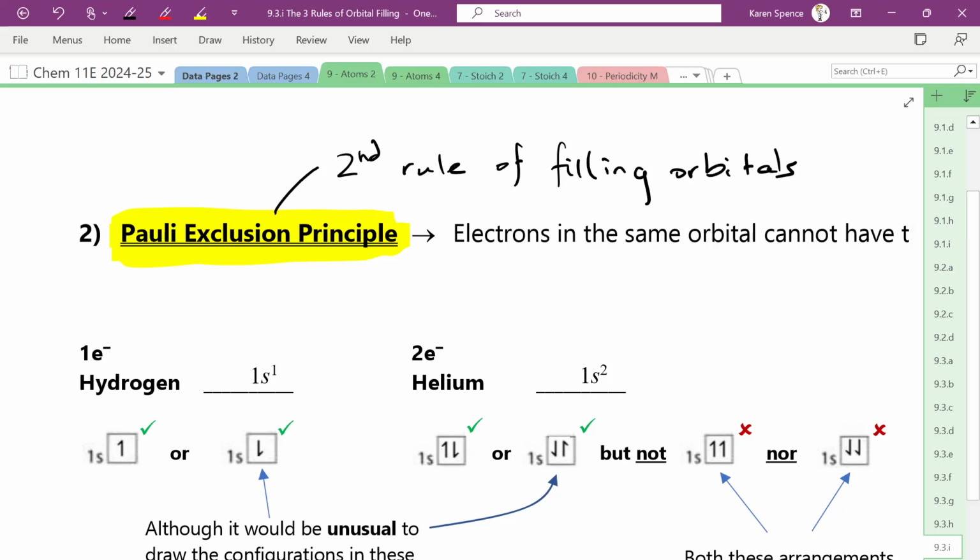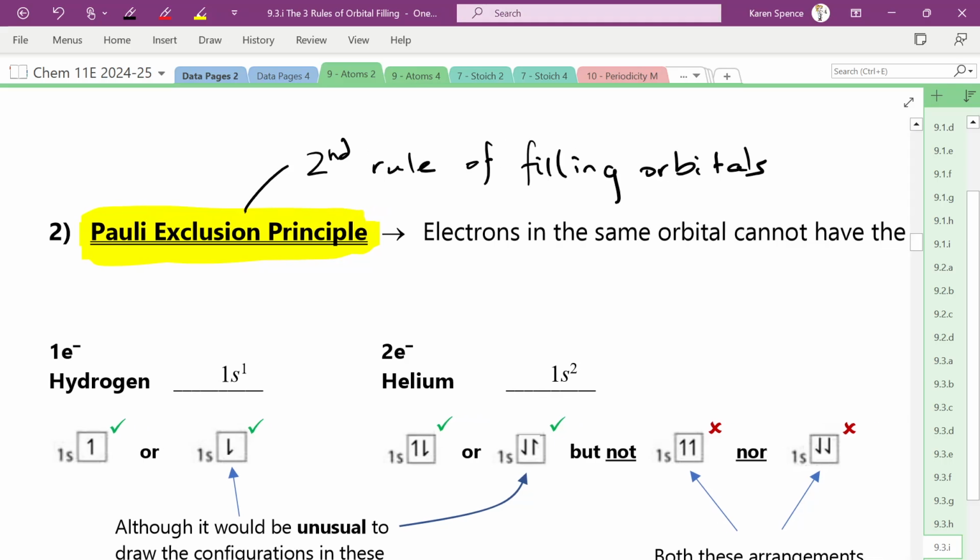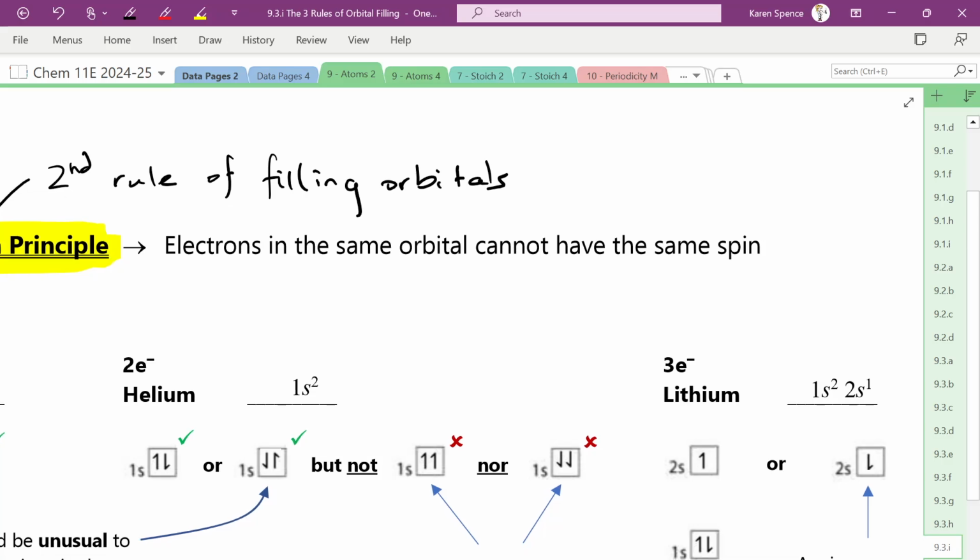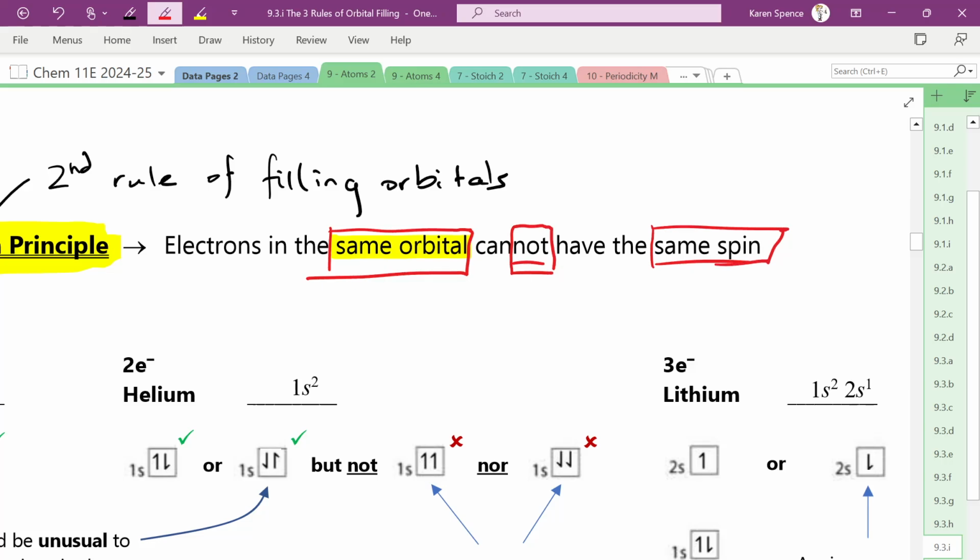Now we have the Pauli exclusion principle, and this says that electrons in the same orbital cannot have the same spin. So if they are in the same orbital, they cannot have the same spin. And I think you probably know this already. It just means that the arrows have to point up and down.